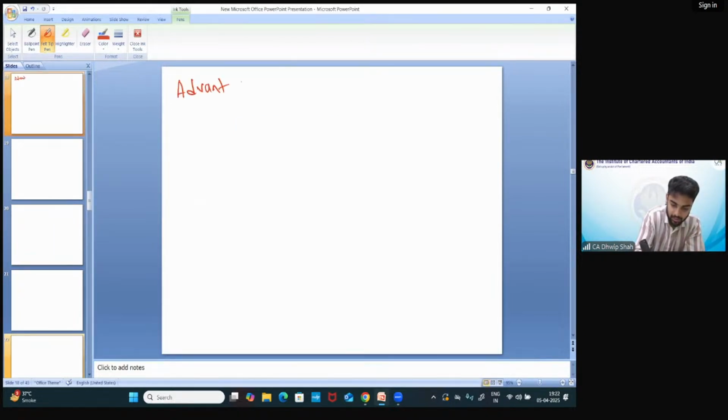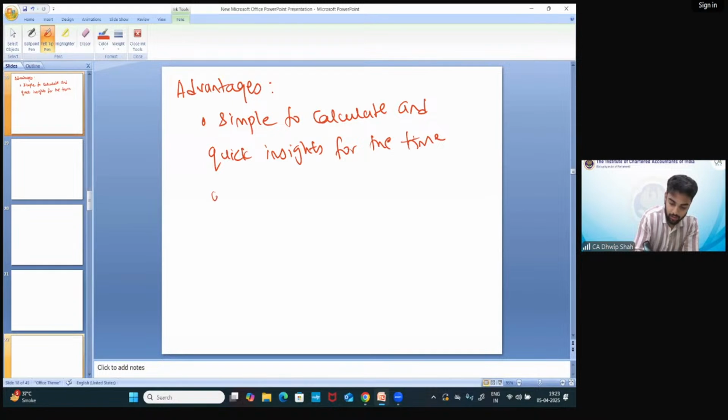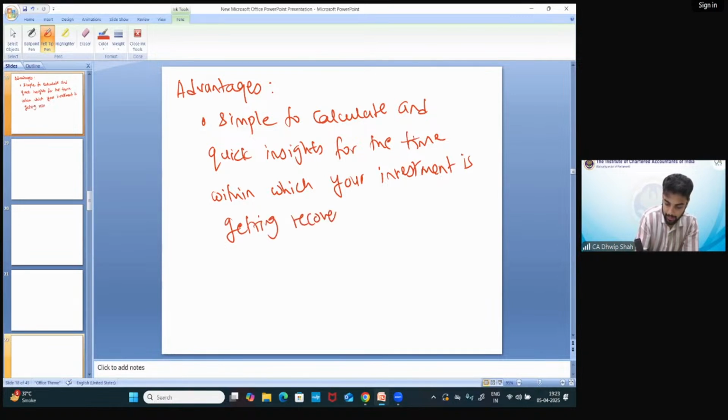Advantages of payback period. There is only one advantage. It is very simple to calculate, and it gives you quick insight into within how many years I am able to recover my original investment. So tell me, is a lower payback period better for the business or a higher one? It gives you quick insights into the time within which your investment is getting recovered. Tell me, payback period: lower the better or higher the better?